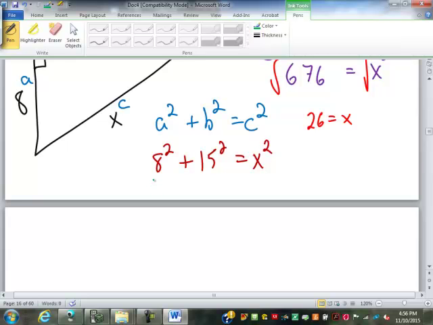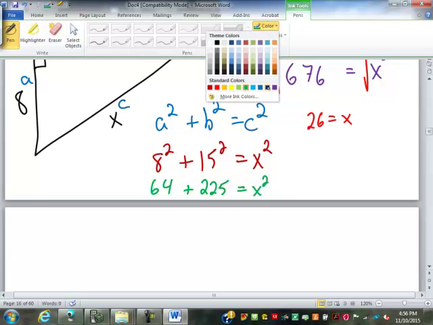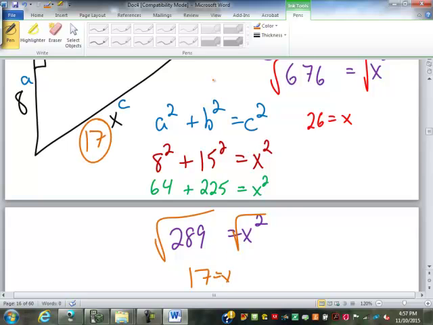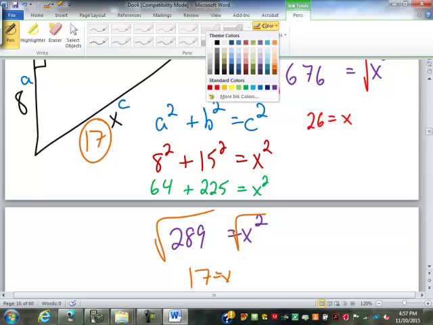8 squared is 64. 15 squared, 225. So we combine those to get 289 equals x squared. And then we square root it to make 17 equals x. Very good. How many of you got that? Cool.